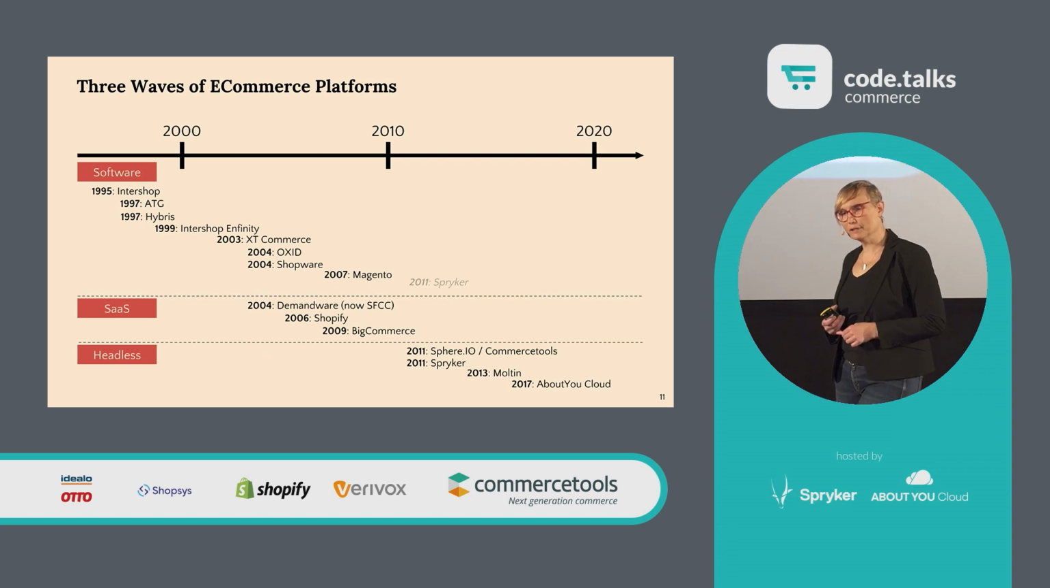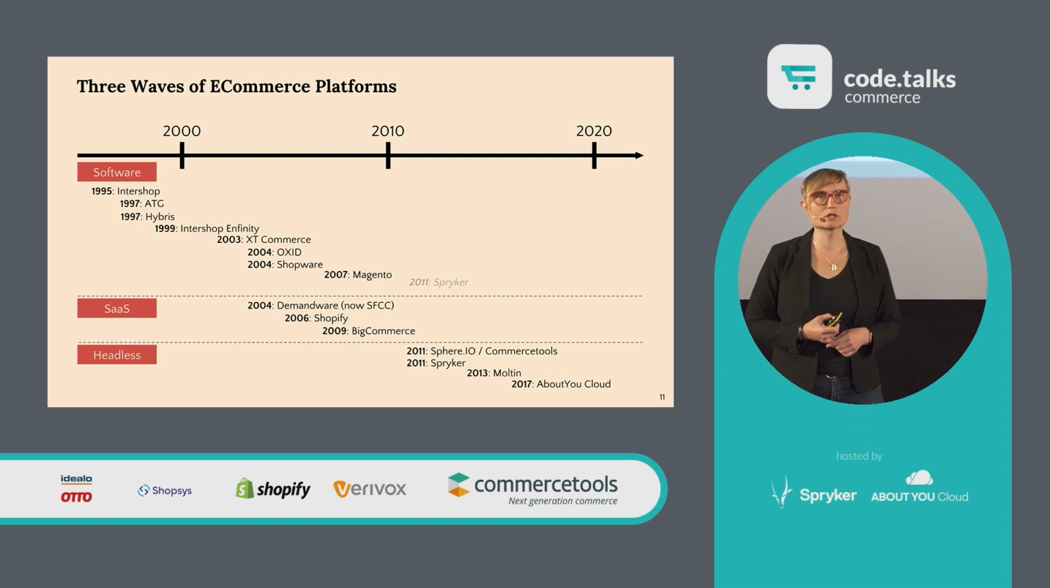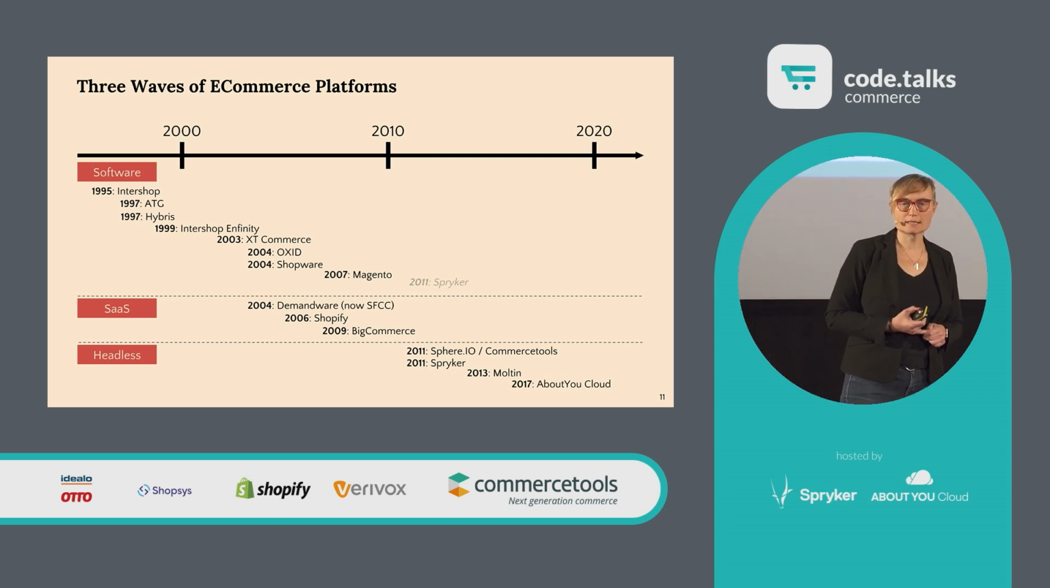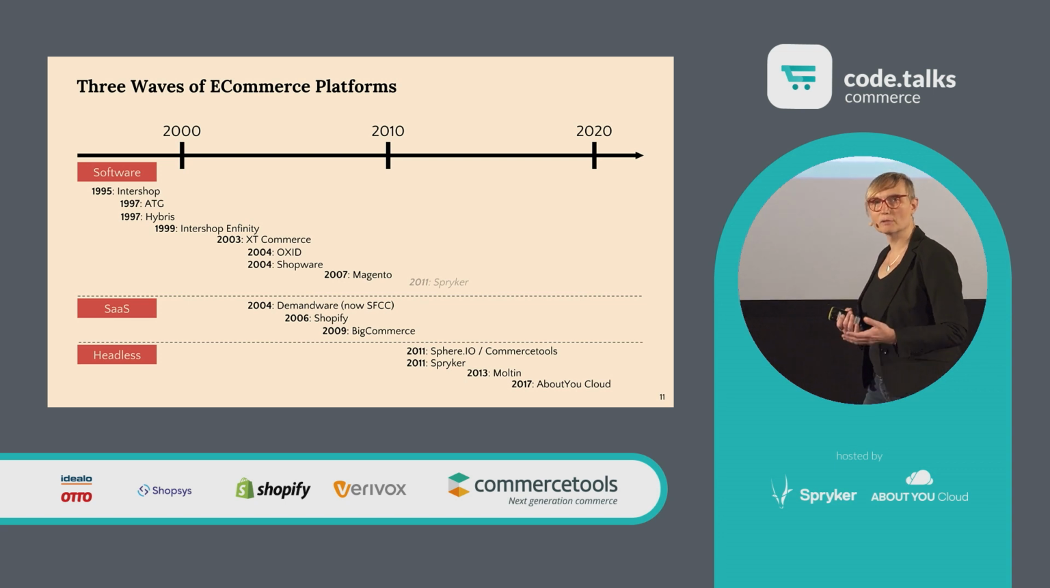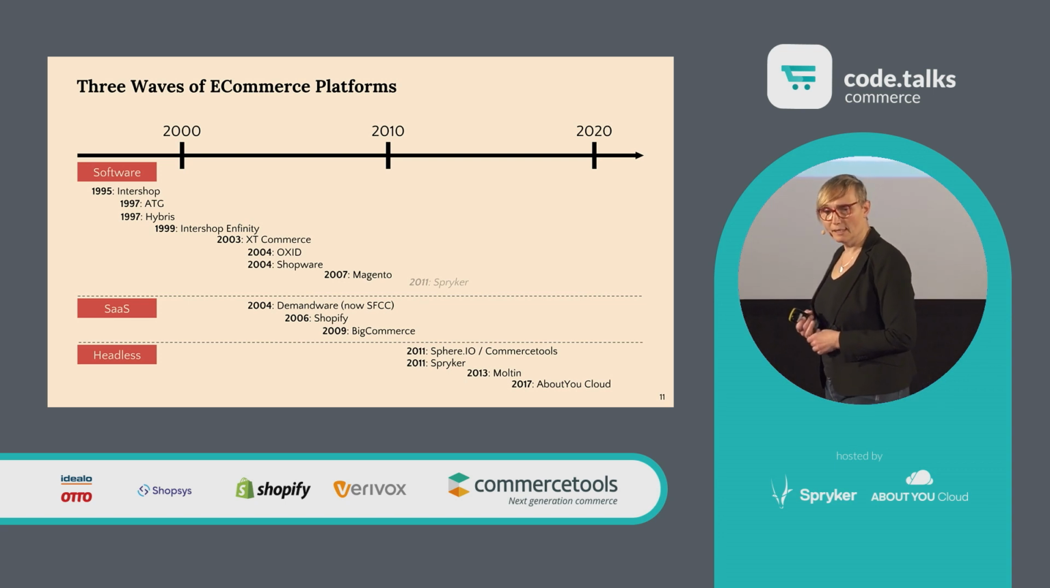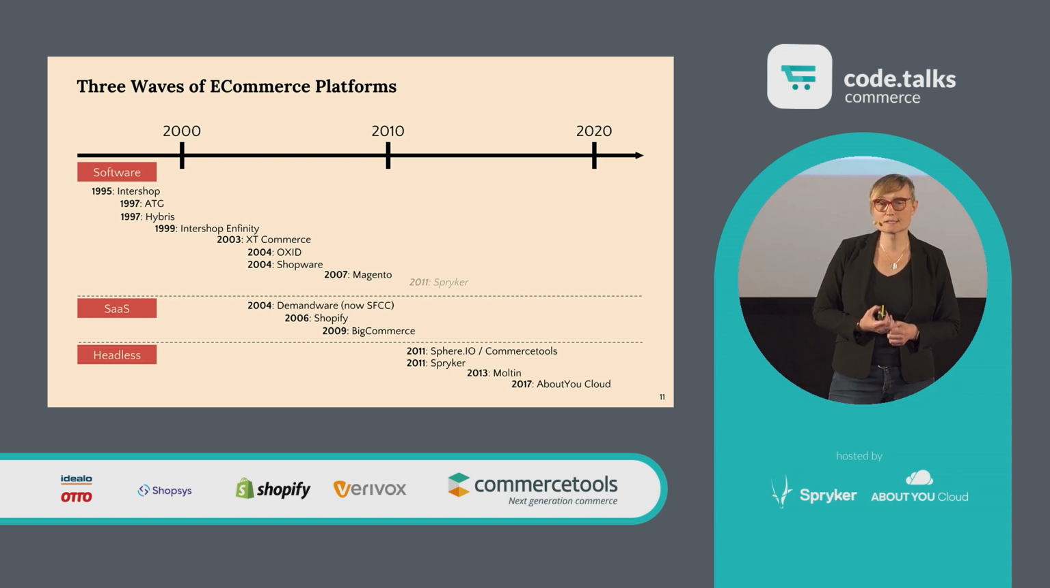And I have put together a timeline here. We have first the group of what I call licensed software packages, then the SaaS packages and headless systems. You can see, for example, the Intershop Infinity system was created in the late 90s. Things like Oxid in 2004, Magento 2007. The SaaS companies were all in the late 2000s: Demandware 2004, Shopify 2006, and I took another one, BigCommerce from the US, 2009.